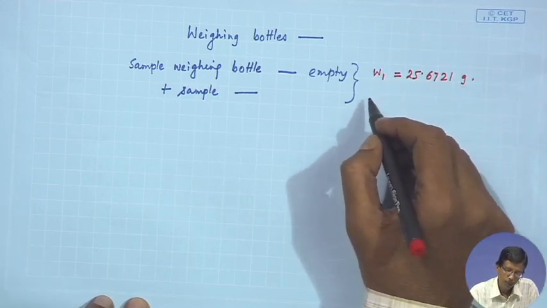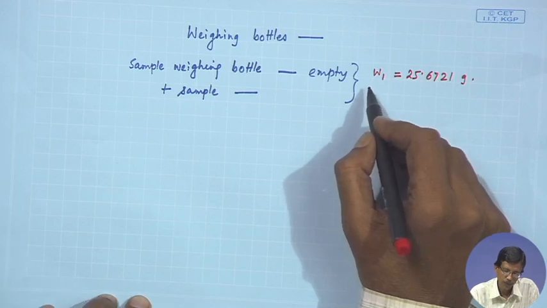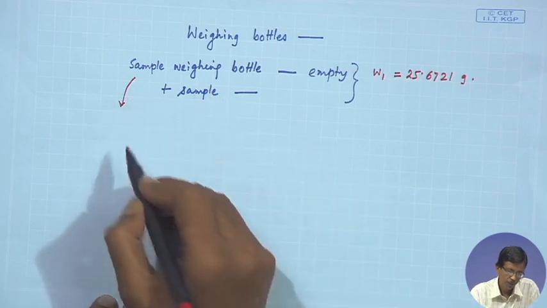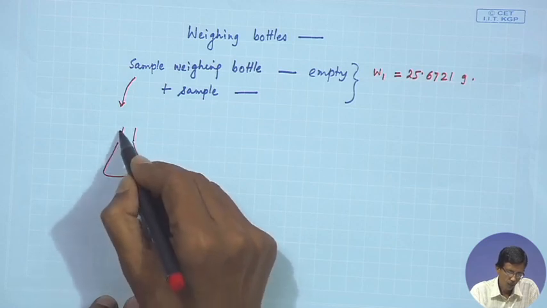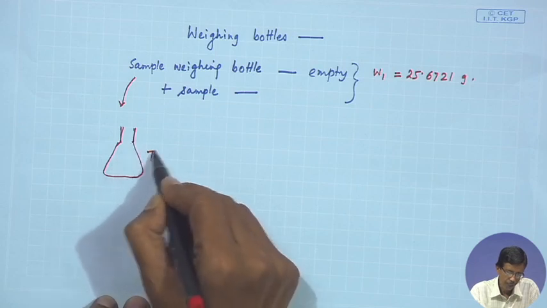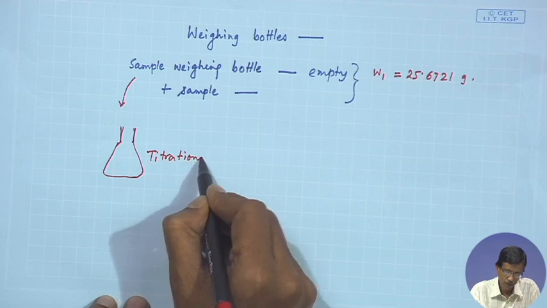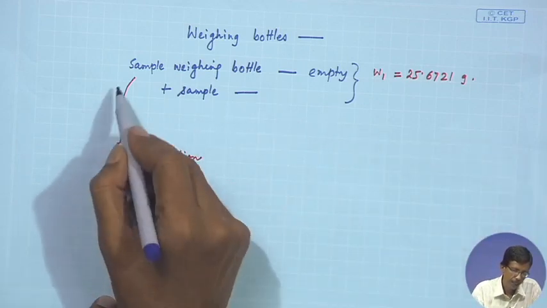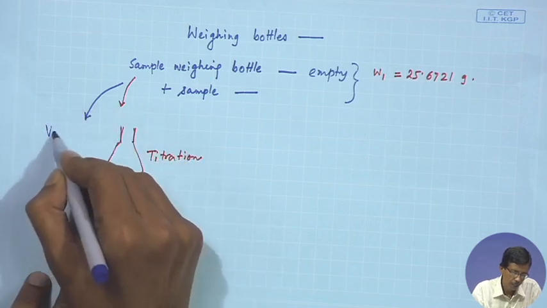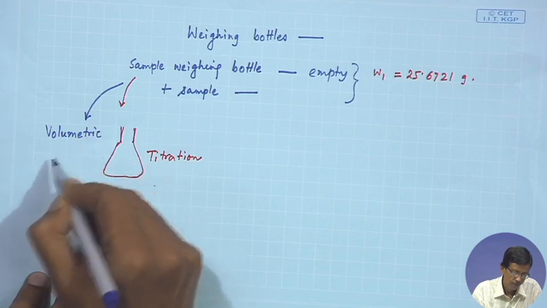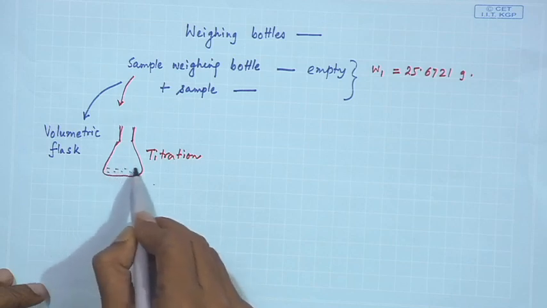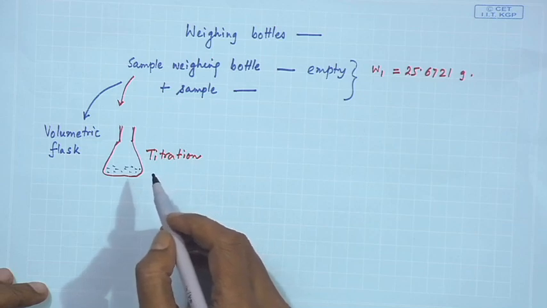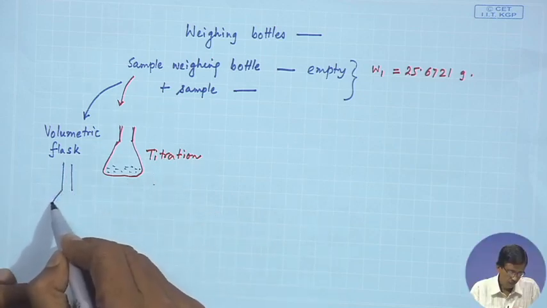Then what we do, without introducing anything in between, we want to transfer that particular sample directly to the reaction vessel or the conical flask where we can go for titration, when we go for titrimetric analysis, or we can use that directly for the solution preparation in a volumetric flask. So, the problem is how we can directly transfer this particular sample to this reaction flask, the Erlenmeyer flask or the conical flask or the corresponding volumetric flask.